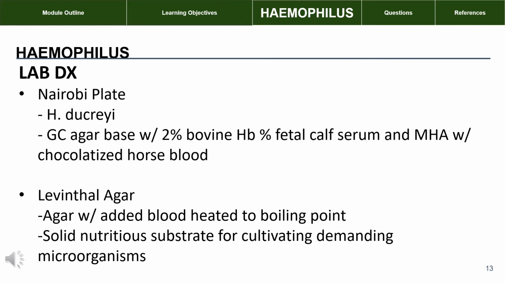For Haemophilus ducreyi, we use a specific plate, which is the Nairobi plate. This is a GC agar base with 2% bovine hemoglobin and fetal calf serum, and MHA with chocolatized horse blood. Take note that the Nairobi plate is for Haemophilus ducreyi. Next, we have Levinthal agar. This is an agar with added blood heated to boiling point. It is a solid nutritious substrate for cultivating demanding microorganisms.